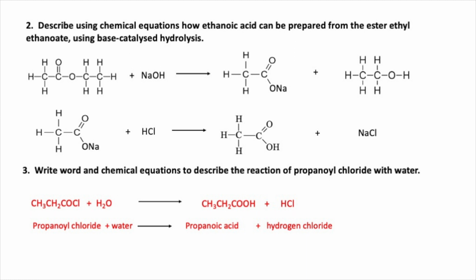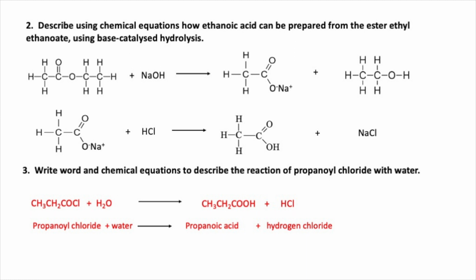So question 2 is asking you to describe using chemical equations how ethanoic acid can be prepared from the ester ethyl ethanoate using base catalyzed hydrolysis. So I've drawn the ester ethyl ethanoate, which is CH3, C double bond O, O, CH2, CH3. And when that reacts with NaOH, you make the sodium salt of the carboxylic acid. So you make sodium ethanoate. And your other product is ethanol.